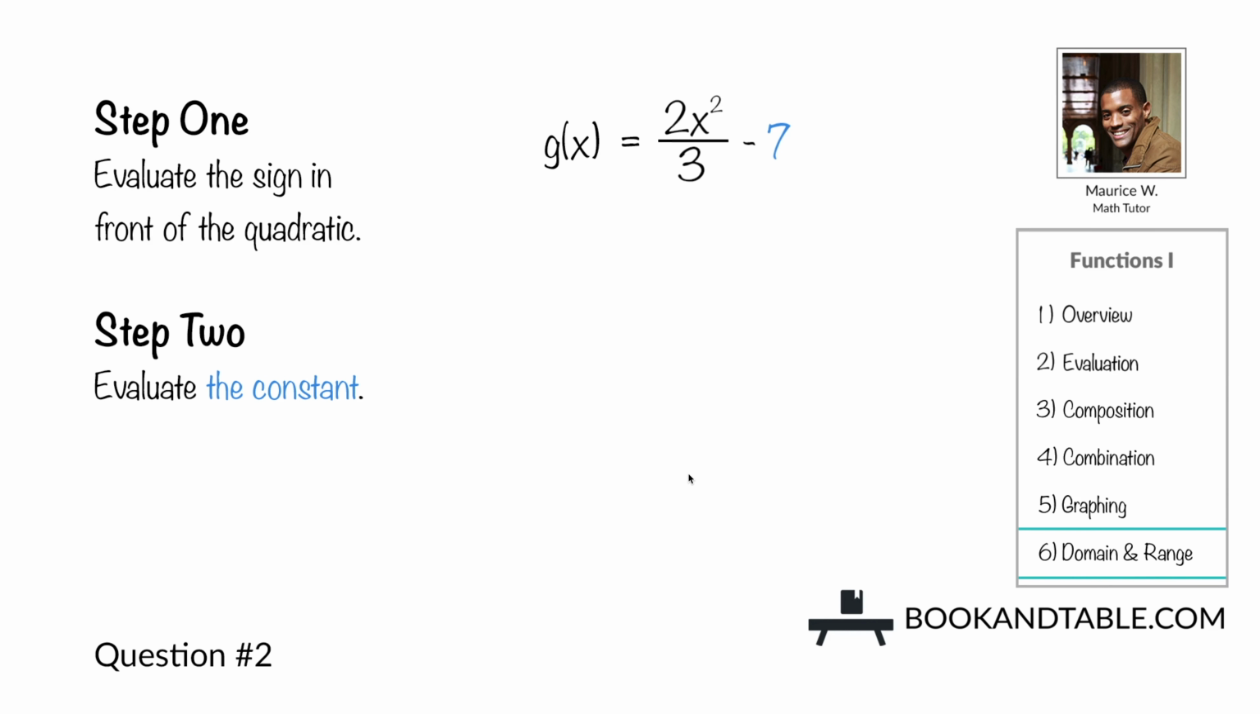Let's now have a look at question number 2. g of x is equal to 2x squared over 3 minus 7. Step 1, evaluate the sign in front of the quadratic. It is positive, so this is going to open upwards towards positive infinity as the high point of the range. And then we want to evaluate the constant, which is negative 7. So this will be the low point. So the range is from negative 7 to positive infinity, including negative 7.